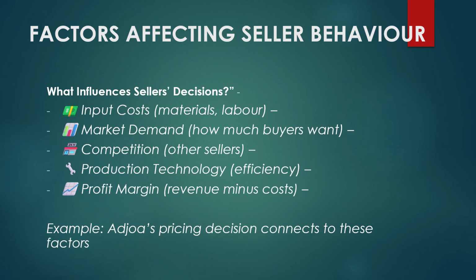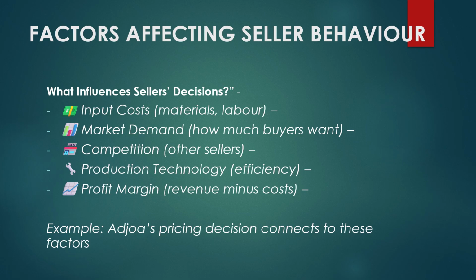The next is production technology. Here we are looking at what? Efficiency. Sellers consider how efficiently they can produce goods. Better technology can reduce costs and allow sellers to charge lower prices and make higher profits. The fifth, we look at profit margins, that is revenue minus cost. How much did it cost you to produce or buy that thing to sell? And how much did you sell it for? The difference will give you the profit.